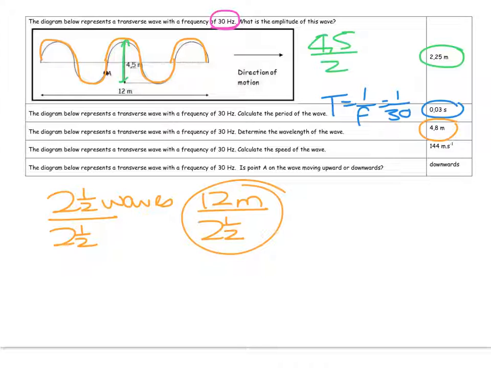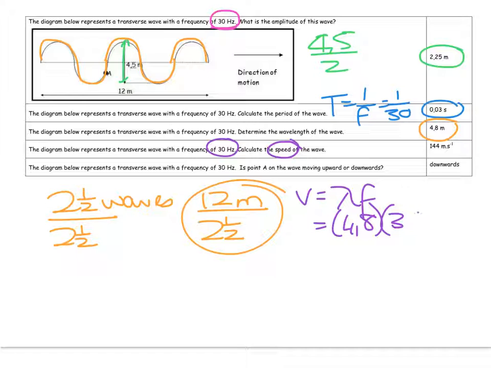The diagram below represents a transverse wave. Calculate the speed of this wave. So the speed of the wave is going to be v is equal to lambda f. I've got the wavelength at 4.8. I've got the frequency. It was actually given in the question, so it's 30 hertz. And therefore I land up with 144 meters per second.